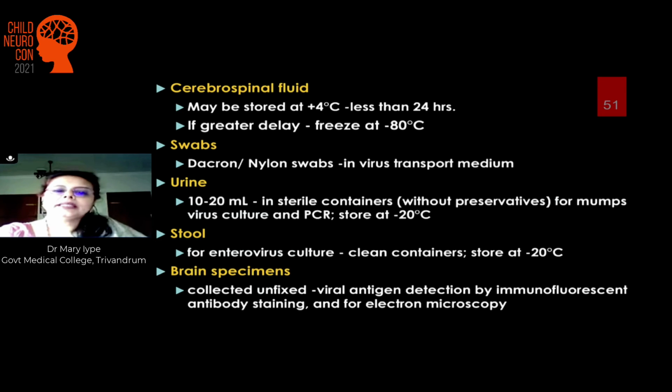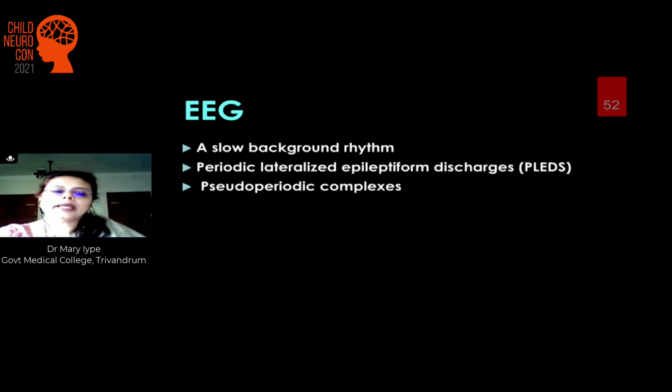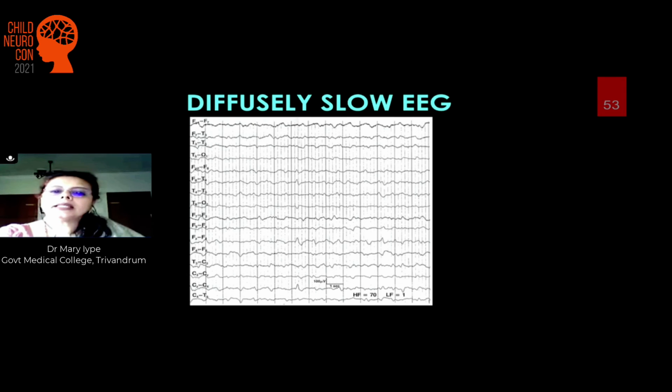The EEG is an important tool in the diagnosis of viral encephalitis. All cases will show a slow background rhythm, with periodic lateralized epileptiform discharges in some cases, and there may be pseudo-periodic forms. This is a case of viral encephalitis showing only slowing, uniform slowing in all the leads. There are no periodic lateralized epileptiform discharges.